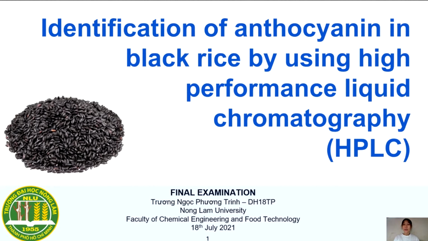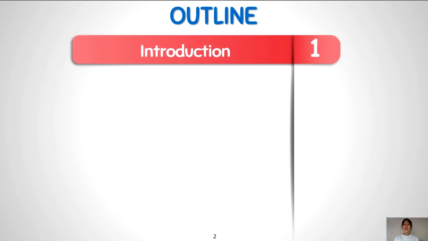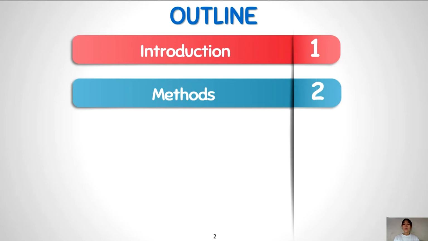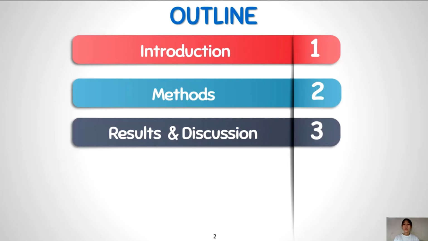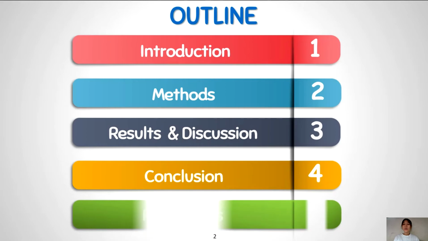My name is Jun. I'll start to talk about my presentation. As you can see on the screen, my topic today is identification of anthocyanin in black rice by using high-performance liquid chromatography, and this method is abbreviated as HPLC. So here is the outline. This presentation is structured as follows: introduction, methods, results and discussion, conclusion, and finally references.